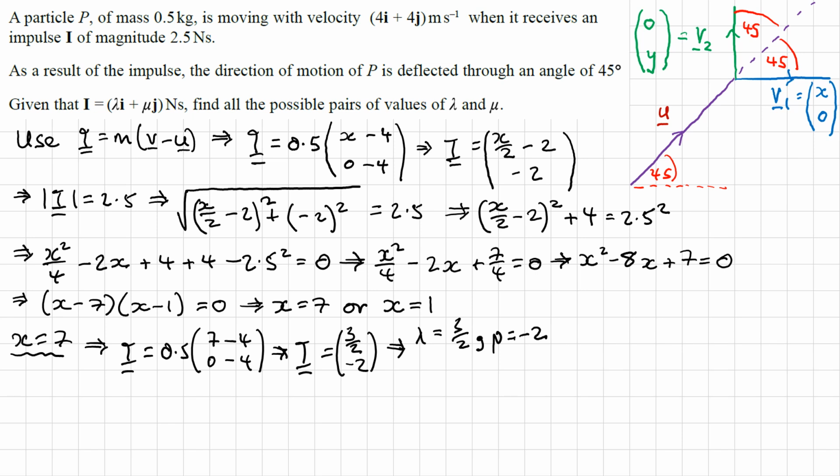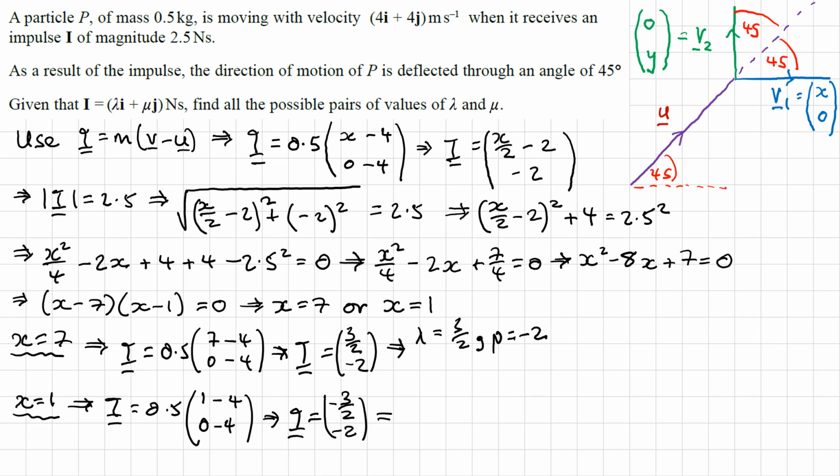Let's try now x is equal to 1 and see what we get from that. So impulse will be equal to 0.5, but now it'll be 1 minus 4, then 0 minus 4, giving me an impulse where the top will be negative 3, so it'll be minus 3 over 2. The bottom will still be negative 2. So this gives me lambda is equal to negative 3 over 2, and mu is equal to negative 2 again.